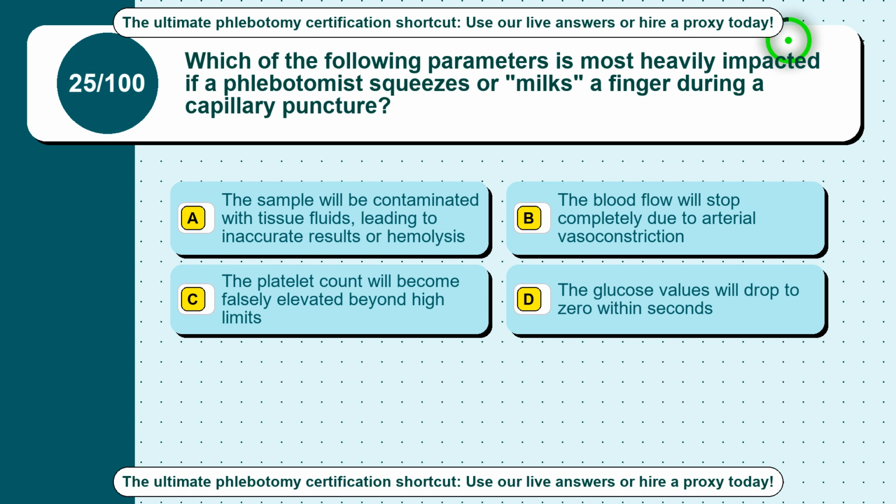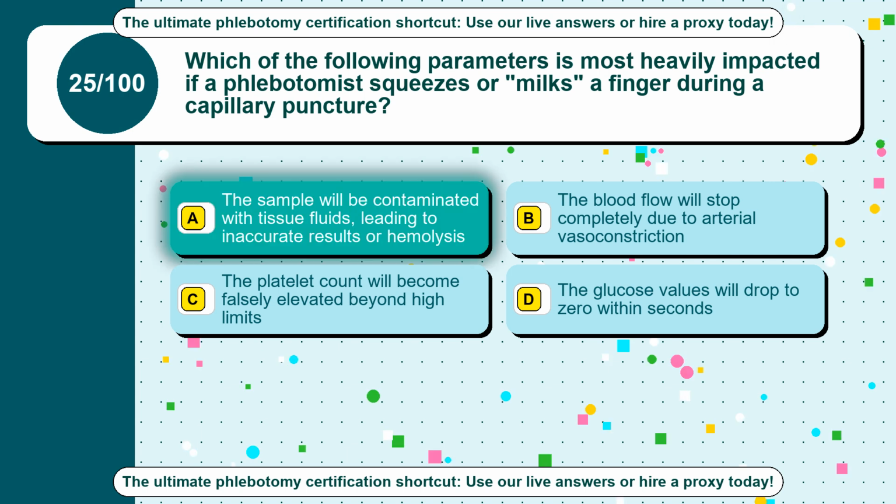Question 25. Which of the following parameters is most heavily impacted if a phlebotomist squeezes or milks a finger during a capillary puncture? Option A. The sample will be contaminated with tissue fluids, leading to inaccurate results or hemolysis. Option B. The blood flow will stop completely due to arterial vasoconstriction. Option C. The platelet count will become falsely elevated beyond high limits. Option D. The glucose values will drop to zero within seconds. The correct answer is option A.